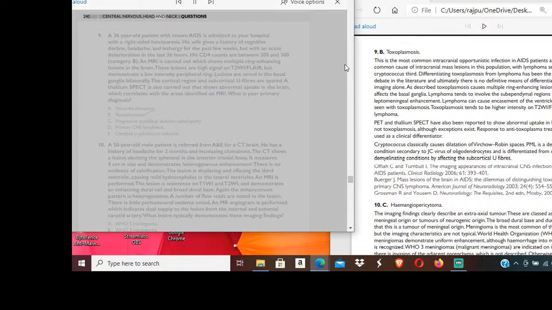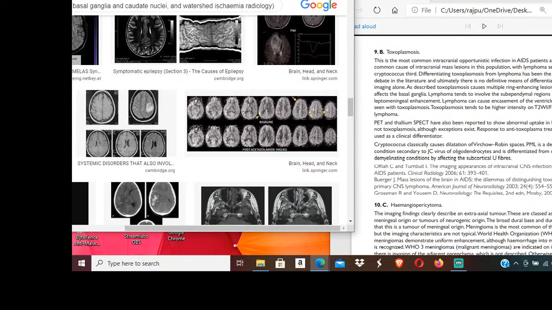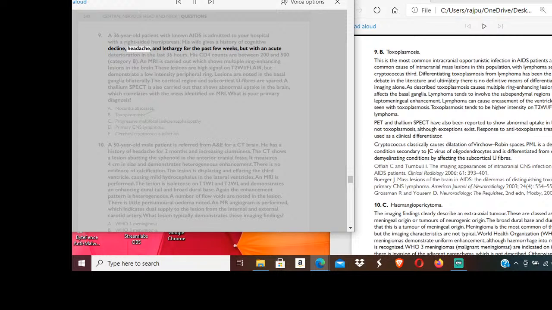Central nervous, head and neck questions. 9. A 36-year-old patient with known AIDS is admitted to your hospital with a right-sided hemiparesis. His wife gives a history of cognitive decline, headache, and lethargy for the past few weeks, but with an acute deterioration in the last 36 hours. His CD4 counts are between 200 and 500, category B.